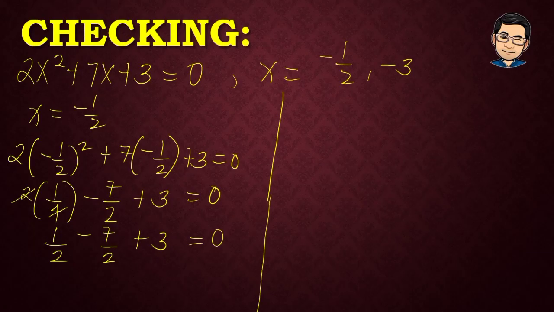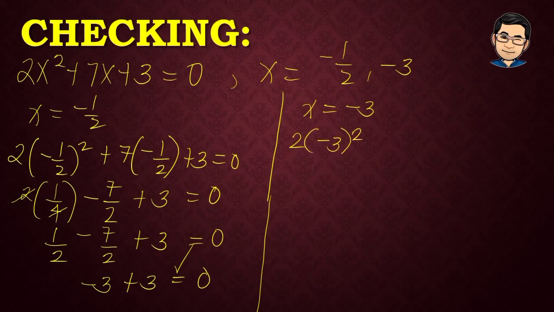So, 1 minus 7, 6. Since similar fraction sila, negative 6 over 2. And negative 6 over 2 is negative 3. Plus 3 equals 0. Negative 3 plus 3 equals 0. Let's have negative 3. X equals negative 3. 2 times negative 3 squared plus 7 times negative 3 plus 3 equals 0.